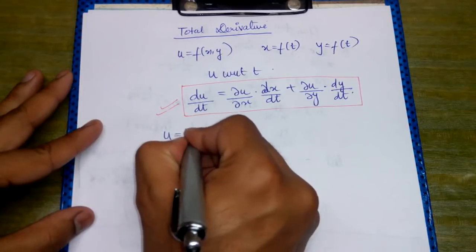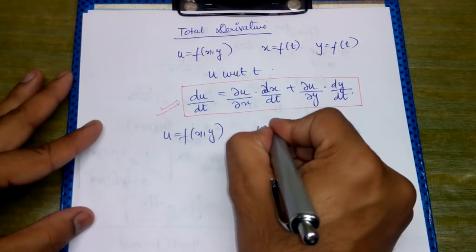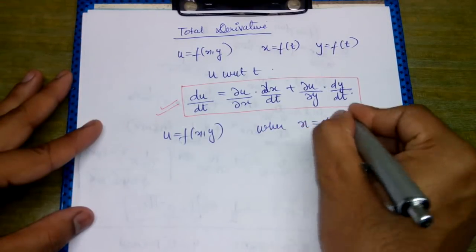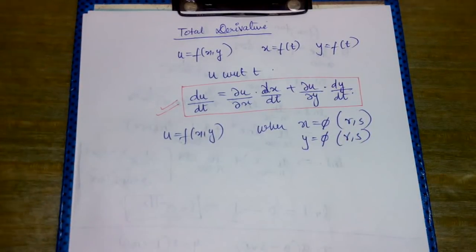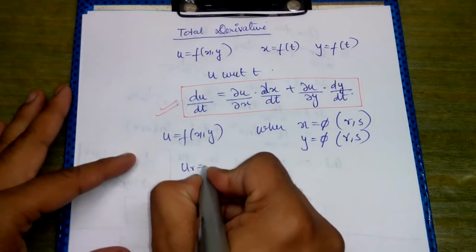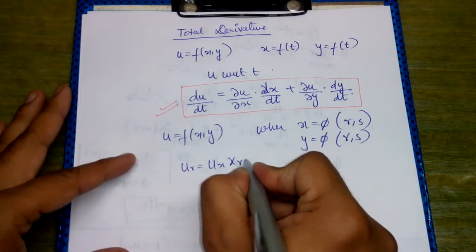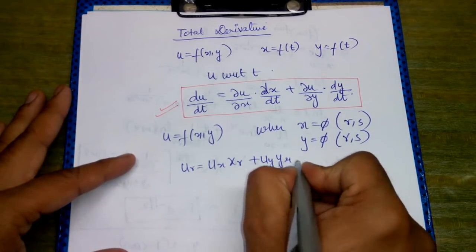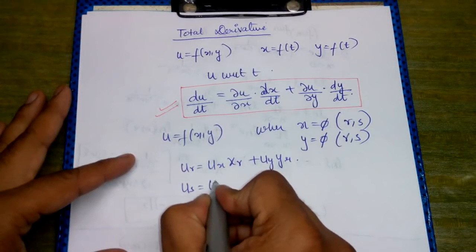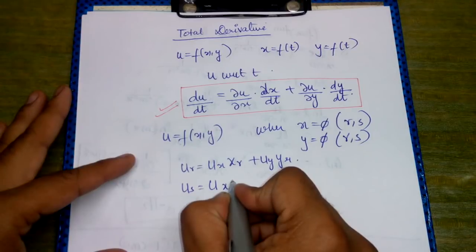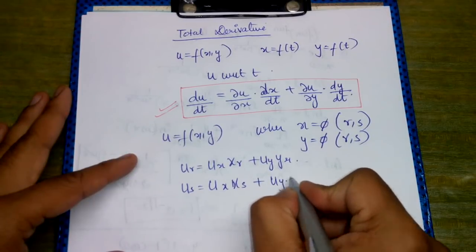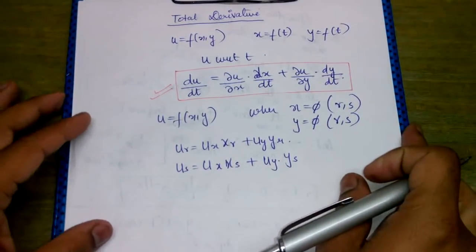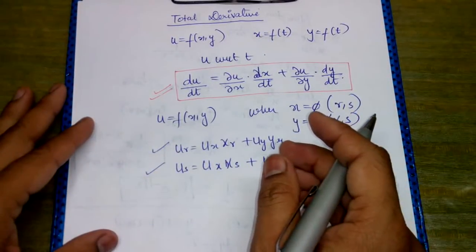And if u is a function of x, y, where x is a function of r, s and y is a function of r, s, then how are we going to write u? u_r = u_x x_r + u_y y_r, and u_s can be written as u_x x_s + u_y y_s. Okay, so this is how u can be expressed.